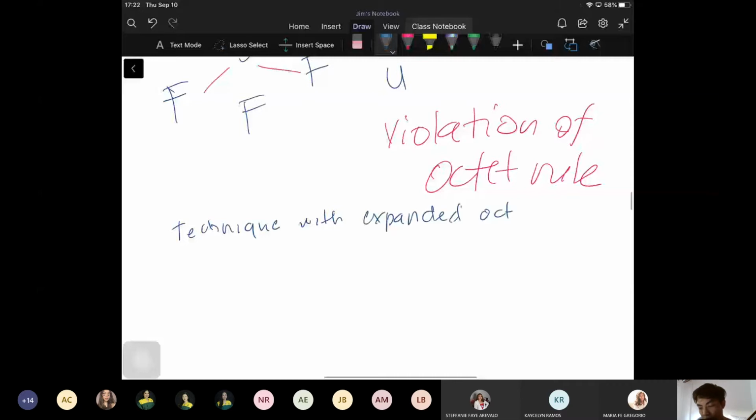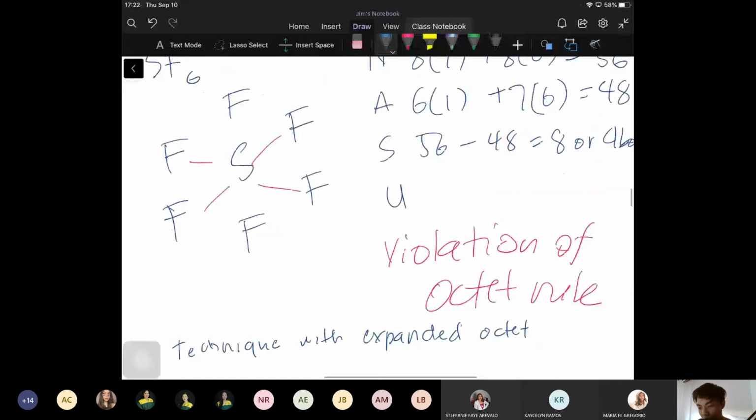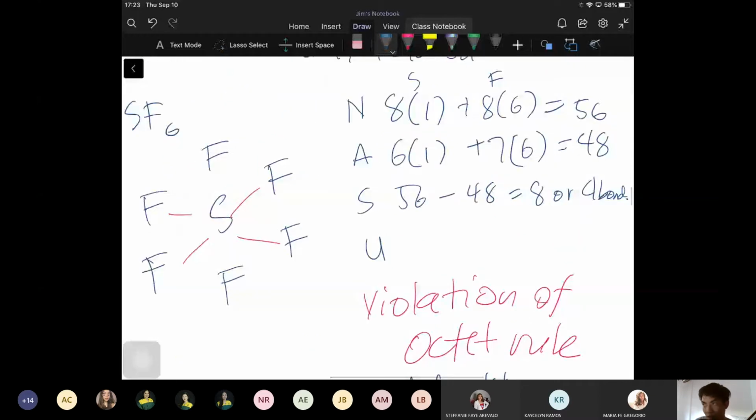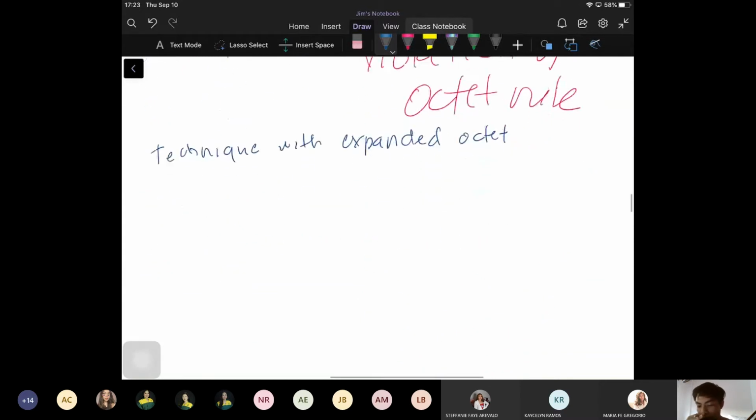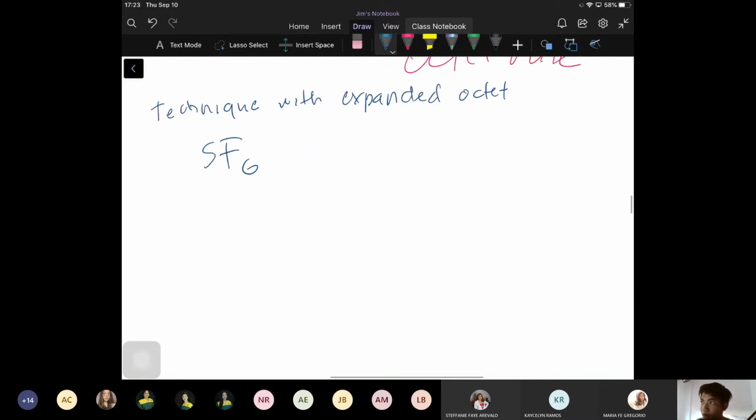Expanded octet. So, I advise you do the NASO rule muna, no? Ito, kailangan nyo talaga mag-effort dito muna, no? Effort muna para makita nyo, ay, bawal to. No? So, pag bawal yan, punta ka sa technique na ituturo ko. So, ano yung technique natin?